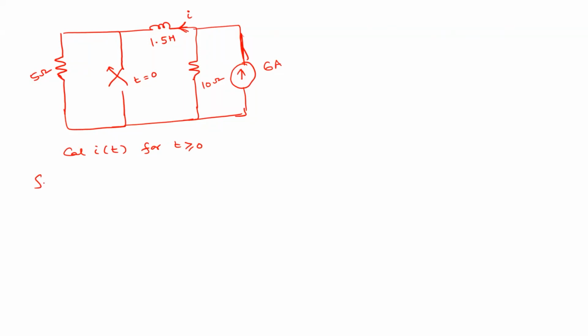Right. So what will be the circuit for t less than 0? So t less than 0, the circuit will be like this. What is the fate of this switch? So this is closed, right?